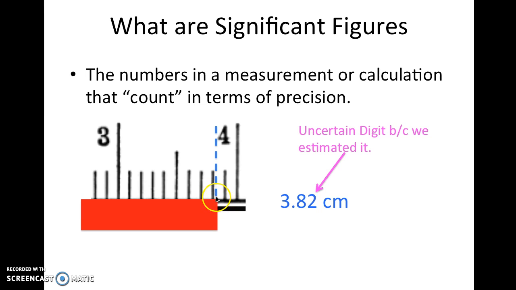I would say. And the way that we do that is we divide this space up in our mind by 10, which is how we normally count. And I would say that looks like it's closer to the 2 than any other number. So this last digit here, the 2 that I estimated, we would call that the uncertain digit because we estimated. And in every significant figure, the last digit is always uncertain.